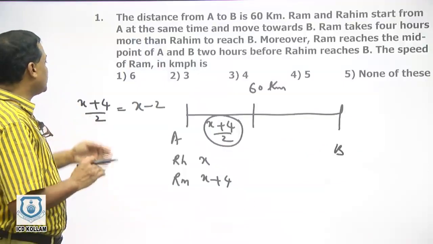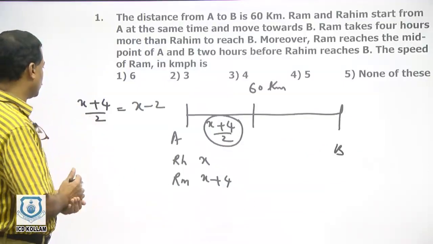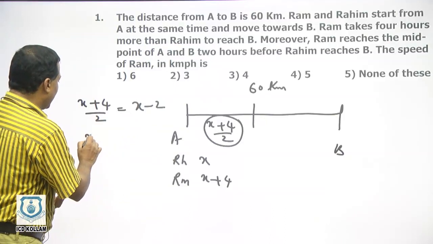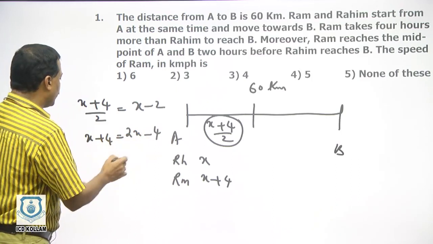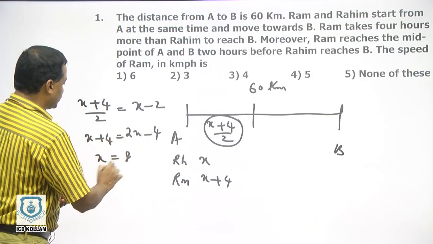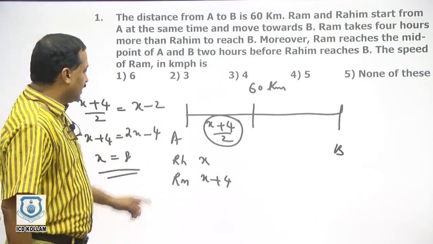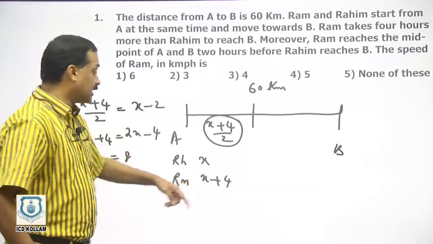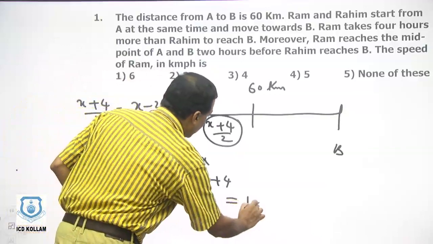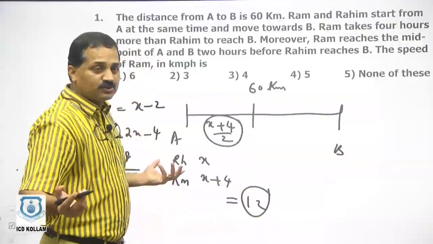So we know that x plus 4 by 2 is equal to x minus 2. We shall solve. x plus 4 is equal to 2x minus 4, or x is equal to 8. So we know that Rahim will take 8 hours, Ram will take x plus 4. What is x plus 4? 12 hours. Now we got all the inputs.